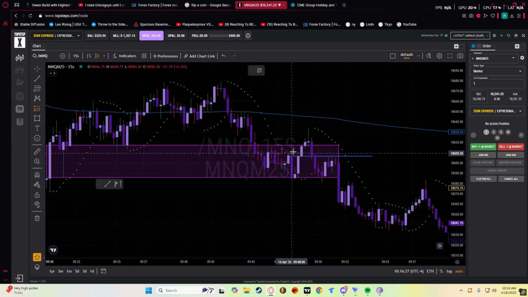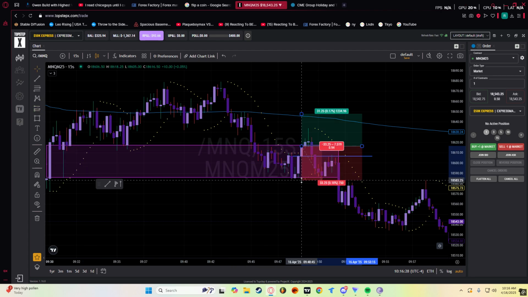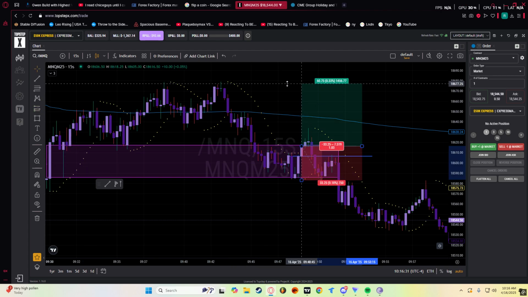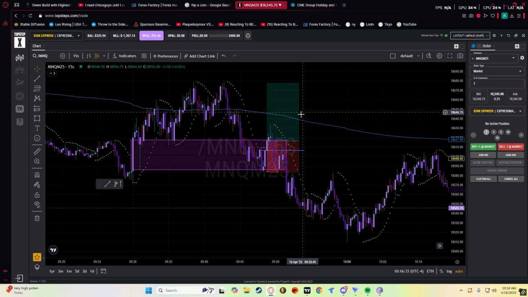That's where I enter my first trade. Stop below here, and I'm targeting this high. About a 1 or 2, and I get stopped out.